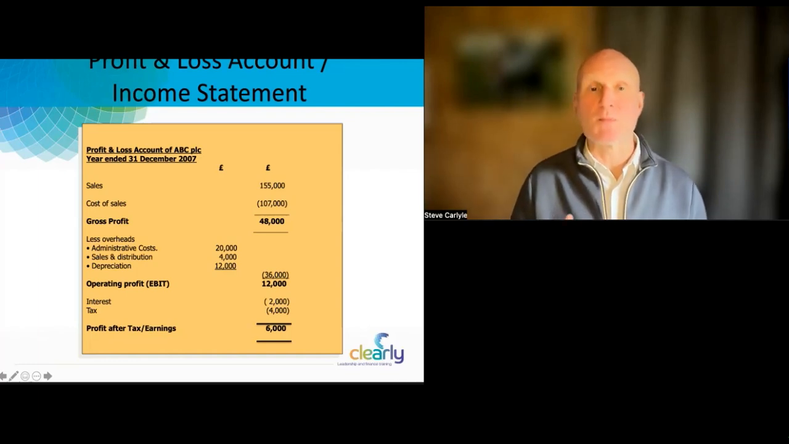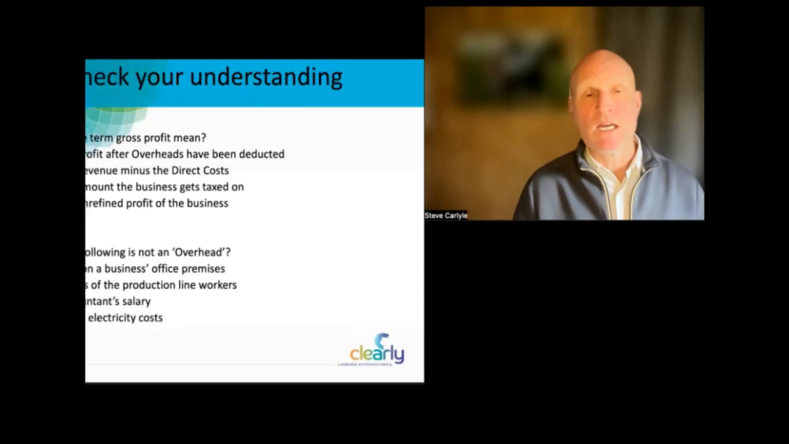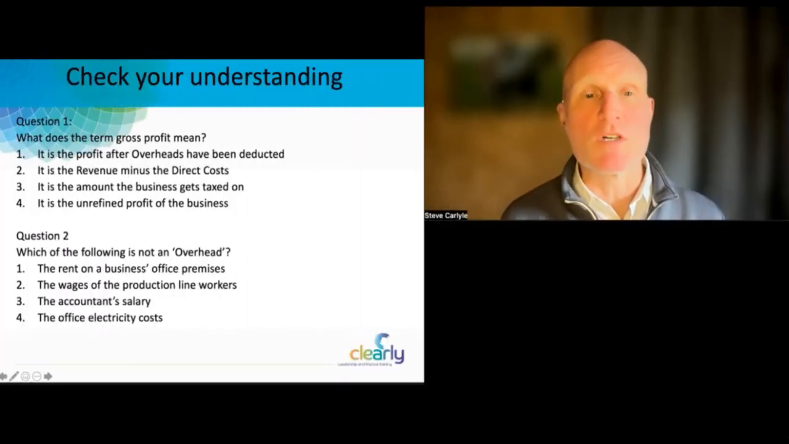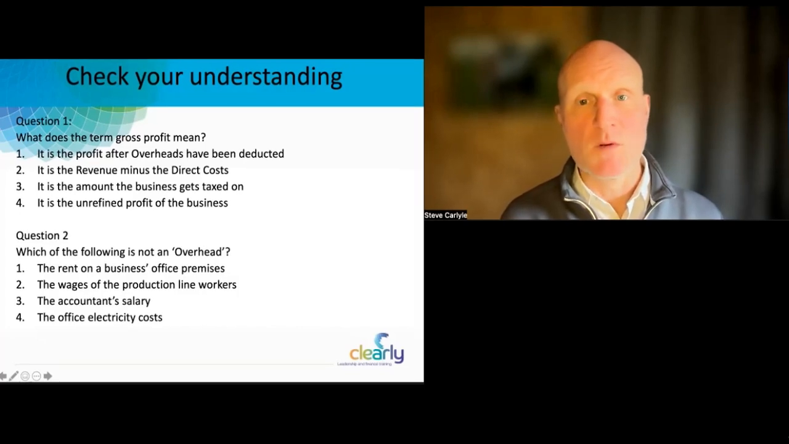Okay, so that's what a profit and loss account looks like. Let's have a look at a couple of questions here. So the first one is, what does the term gross profit mean? Have a look at those. Maybe want to pause me. I'm going to give you the answer in a second. Here we go. Answer number 2, it's the revenue minus the direct costs. That's what the gross profit is.